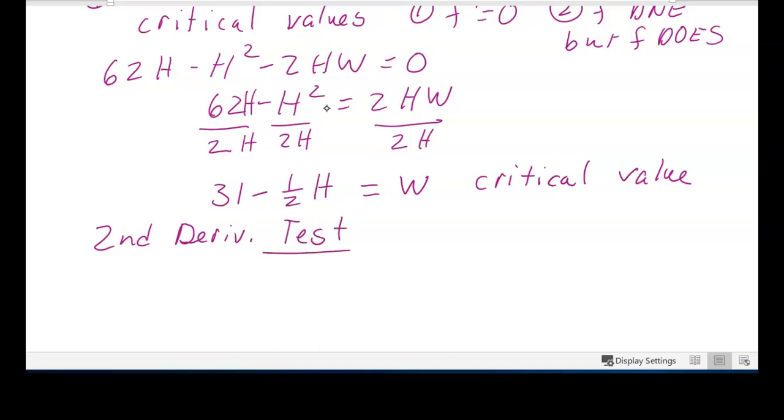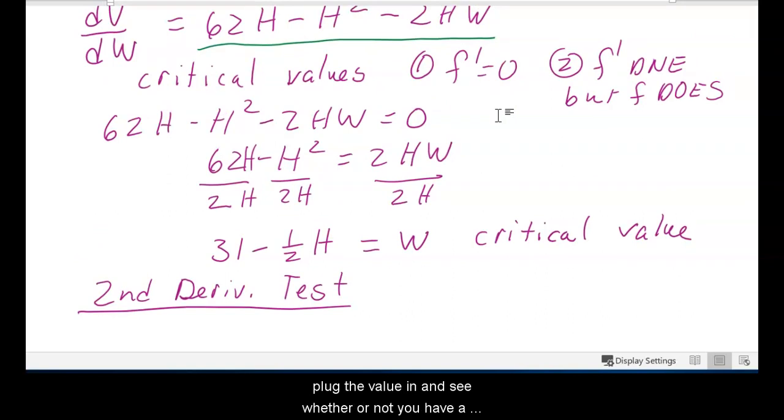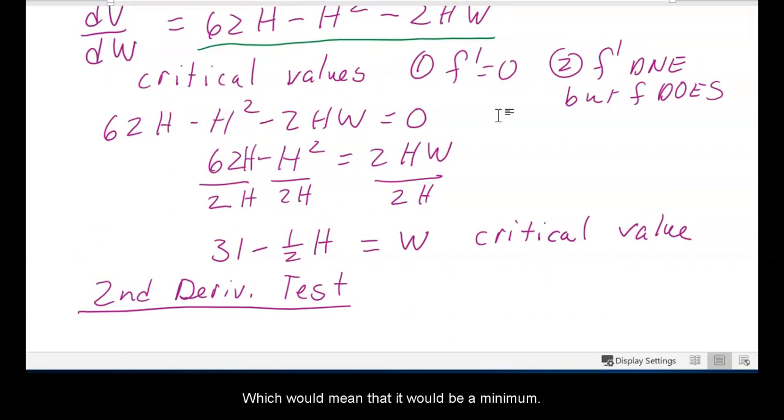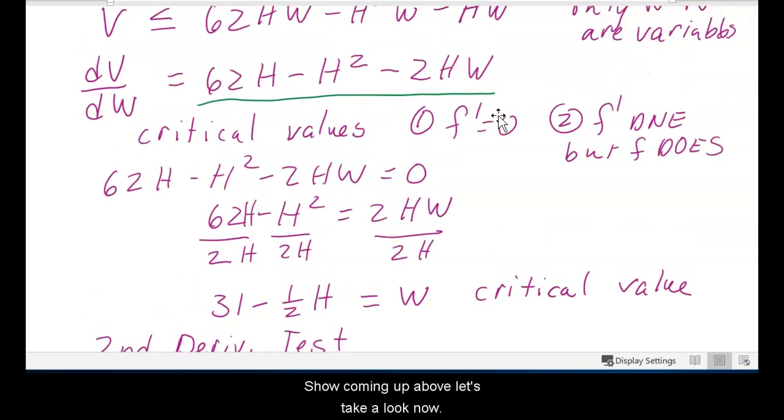For the second derivative test, remember that you take the second derivative and plug the value in and see whether or not you have a positive, which means it's concave up, which would mean that it would be a minimum, or negative, which would mean it's concave down, which would mean it's a maximum. So coming up above, let's take a look now at what we had for the first derivative.